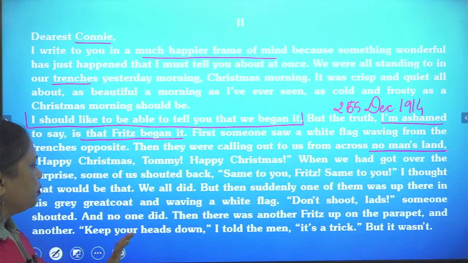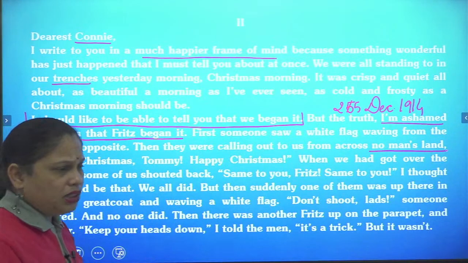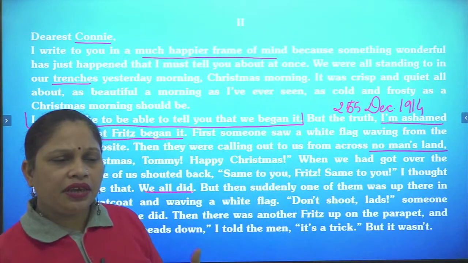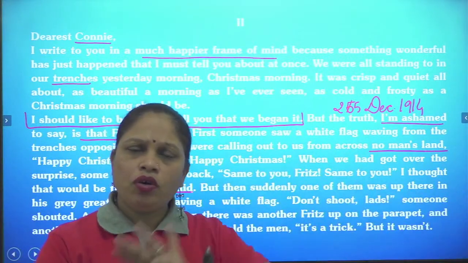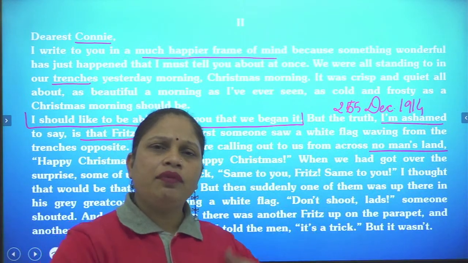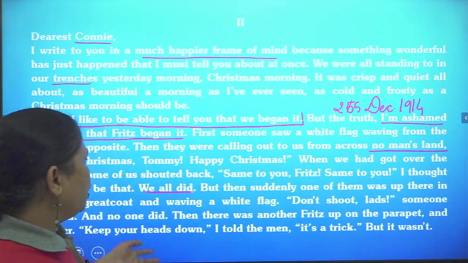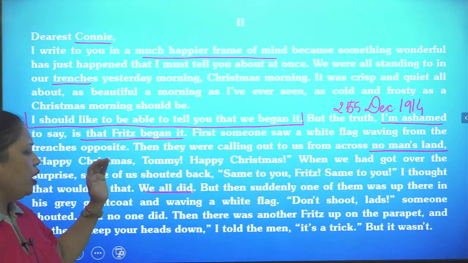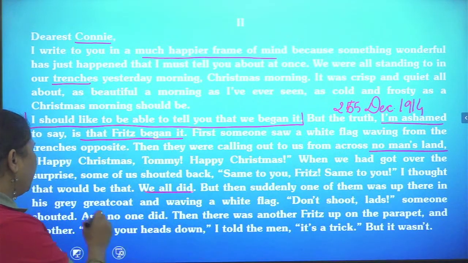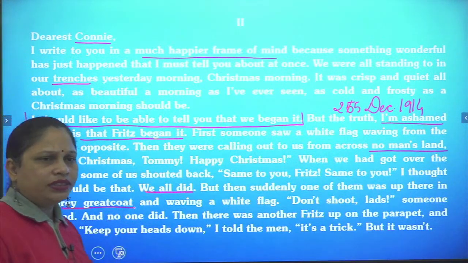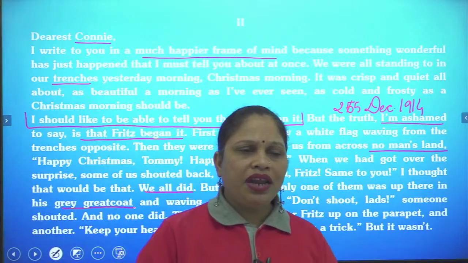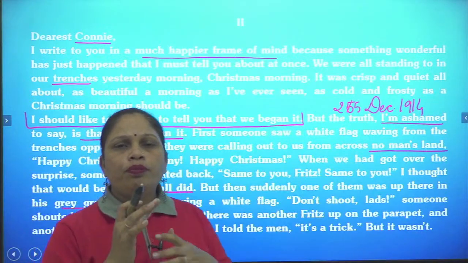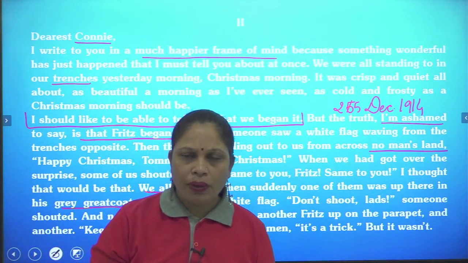"Then what happened? We all did." It means all the soldiers of the British army were thinking, okay, they wished us, we wished them, over. Here it will end and again we'll continue the war. "But then suddenly one of them was up there in his grey great coat and waving a white flag." Grey great coats are the coats, as it was winter season. They were heavy long overcoats used by soldiers to protect them from severe cold on the battlefield.